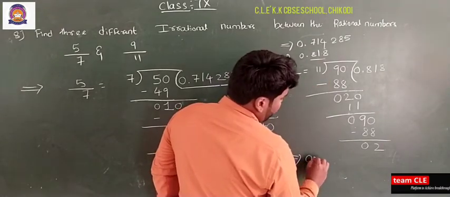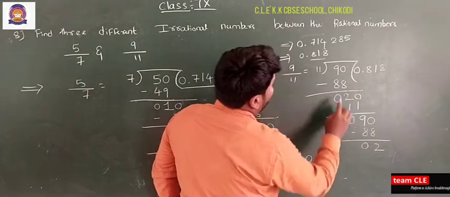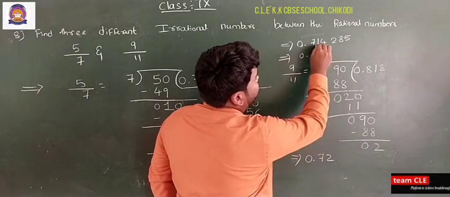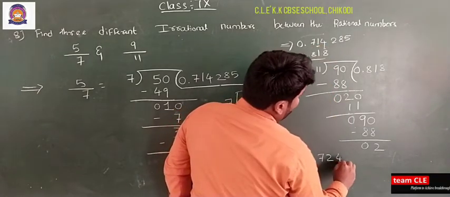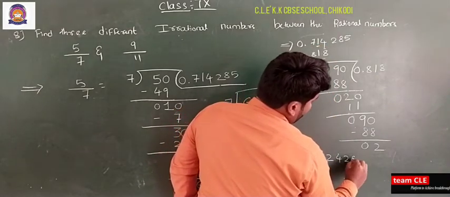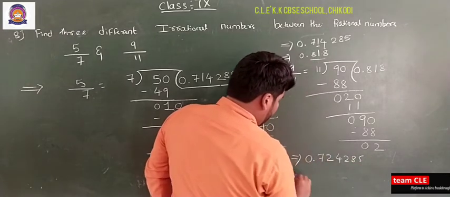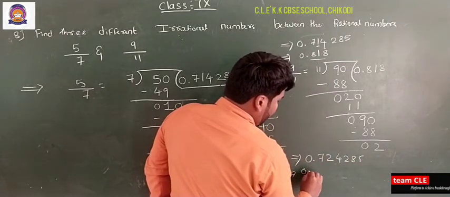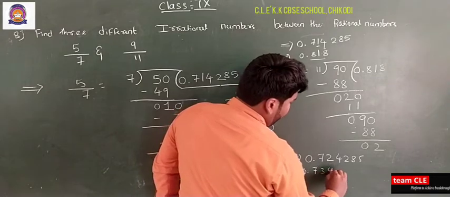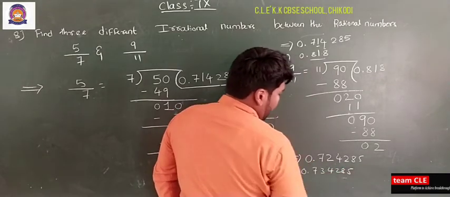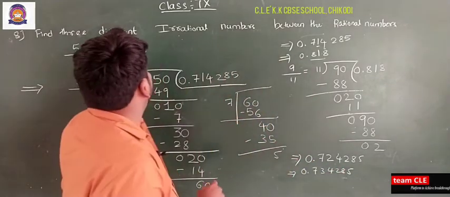I will write 0.724285. I will take one more term, increasing this digit, 0.734285. They are told to find three rational numbers.